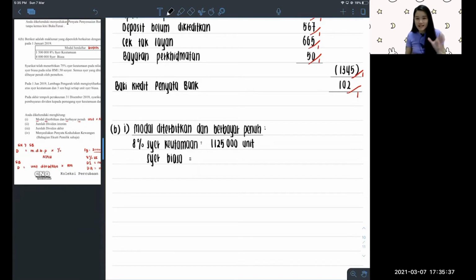So 1,125,000 unit times with the harga RM 2 ringgit 50 cent. Okay, so just leave it here first. I want them to be on the same line.